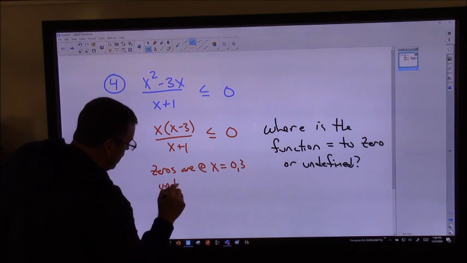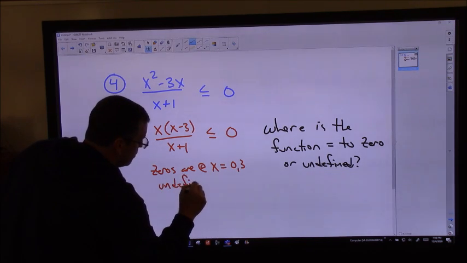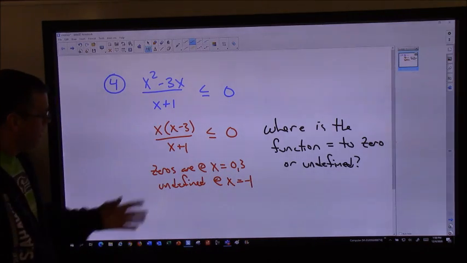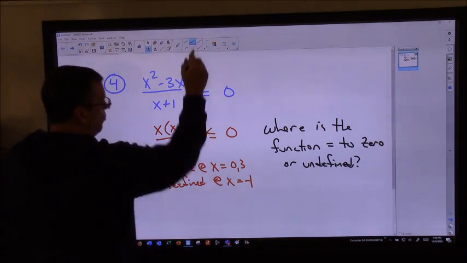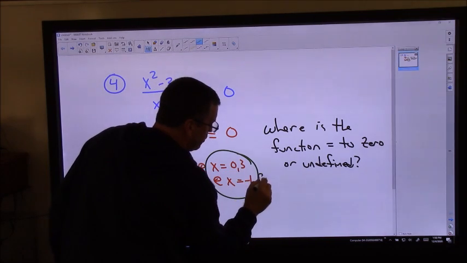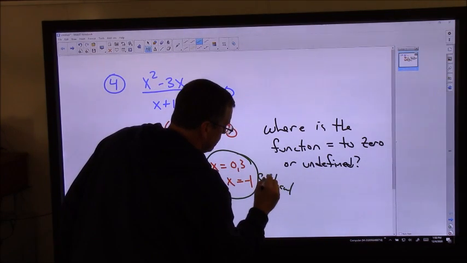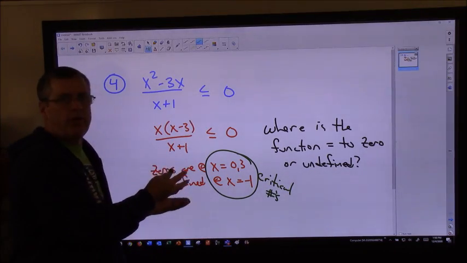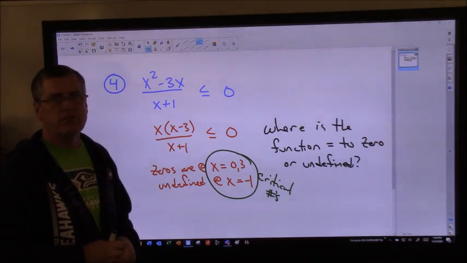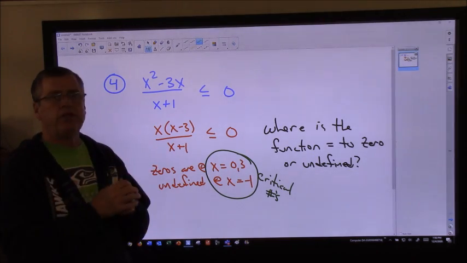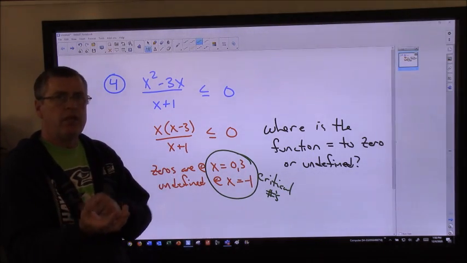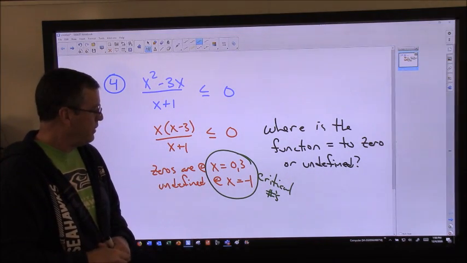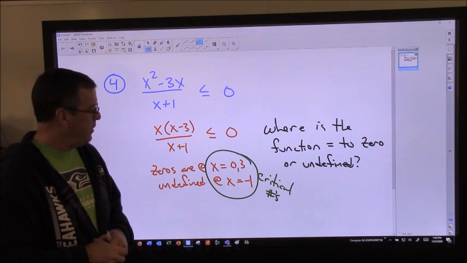and it's undefined at x equals -1. There's a term for this. We call these critical numbers. And the reason for that is they are critical to what's happening in relation to the x-axis. These are the points where we're going to change from maybe a positive y value to a negative y value. Okay? So those are critical to being able to answer this question.